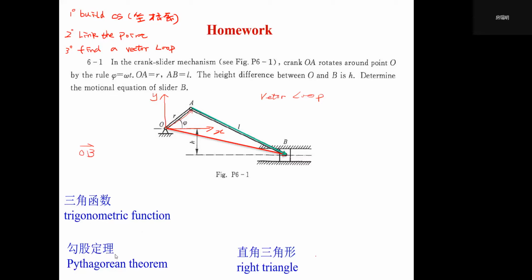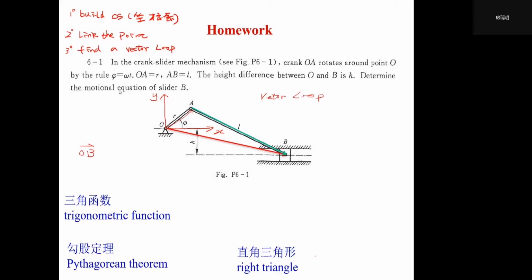And for me, it's very difficult. Maybe it's a famous philosopher's name, right? Actually, we Chinese call this guy Pythagoras. So it should be the Pythagorean theorem. And another thing about the right triangle.